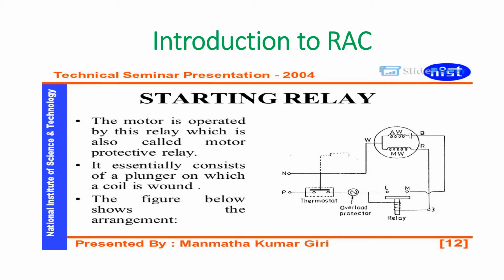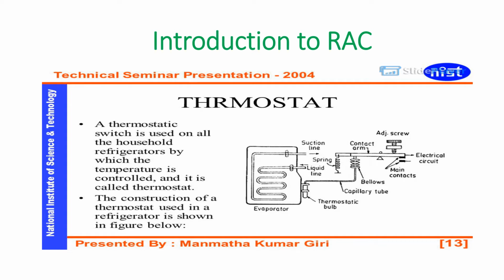Starting relay. The motor is operated by this relay, which is also called motor protective relay. It essentially consists of a plunger on which a coil is wound. The figure below shows the arrangement. Thermostat. A thermostatic switch is used on all the household refrigerators by which the temperature is controlled, and it is called thermostat. The construction of a thermostat used in a refrigerator is shown in the figure below.